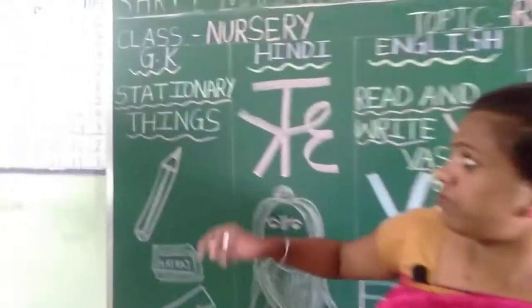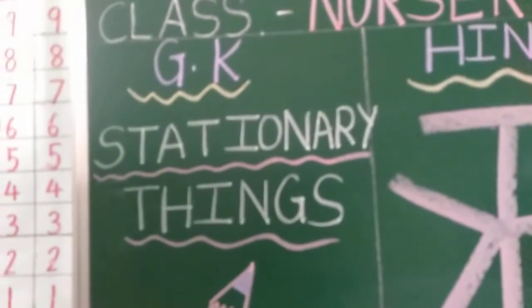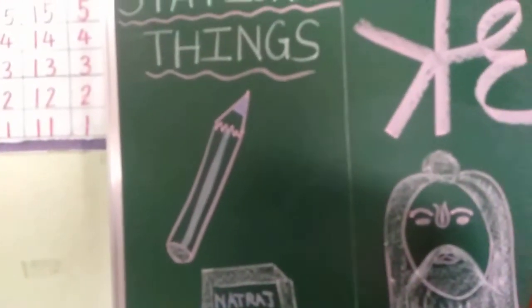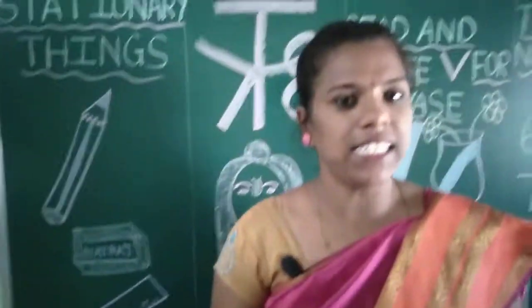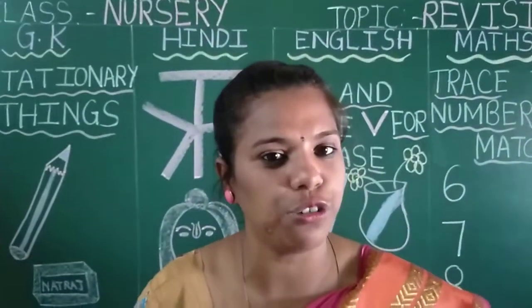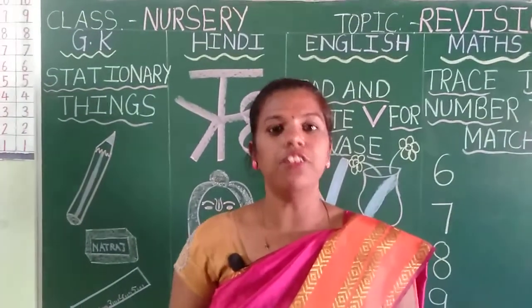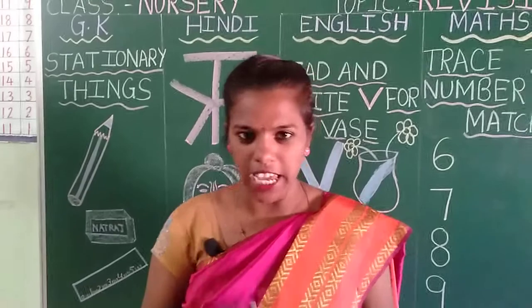Start with me. First of all, we learned stationary things. What did we learn? Stationary things. Teacher told you about the stationary things. Which are the stationary things? Pencil, eraser, scale, sharpener and pen. These things the teacher already showed you and told you about. So, you see this video and learn the names of stationary things.